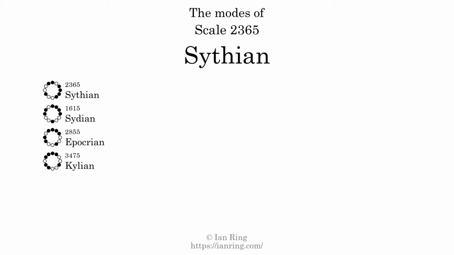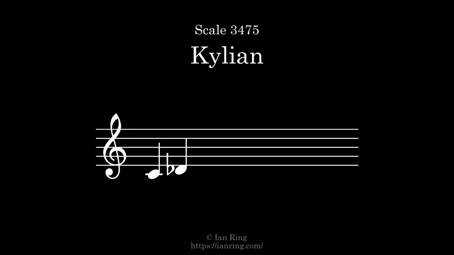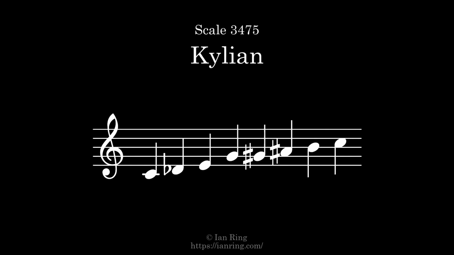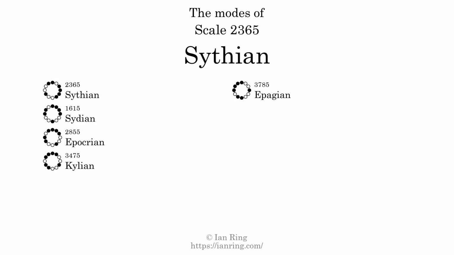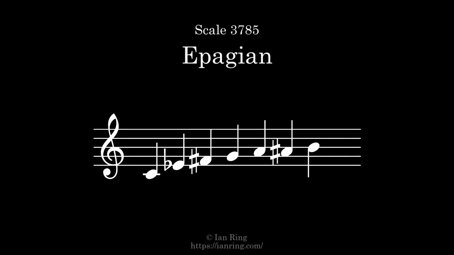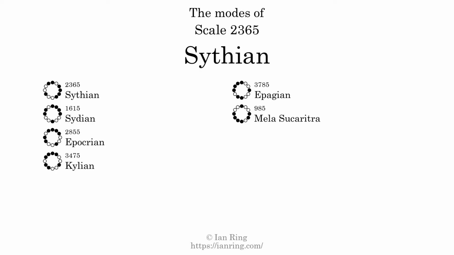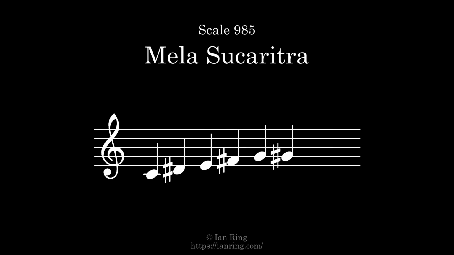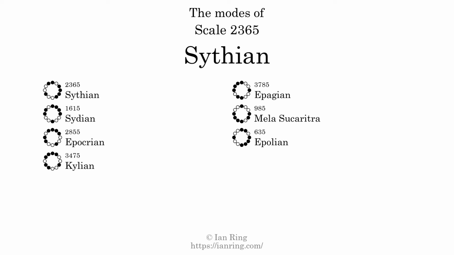The fourth mode is scale 3475, also known as Kalian. It sounds like this. The fifth mode is scale 3785, also known as Apogean. It sounds like this. The sixth mode is scale 985, also known as Mela Sukaritra. It sounds like this. The seventh and last mode is scale 635, also known as Apollyon. It sounds like this.